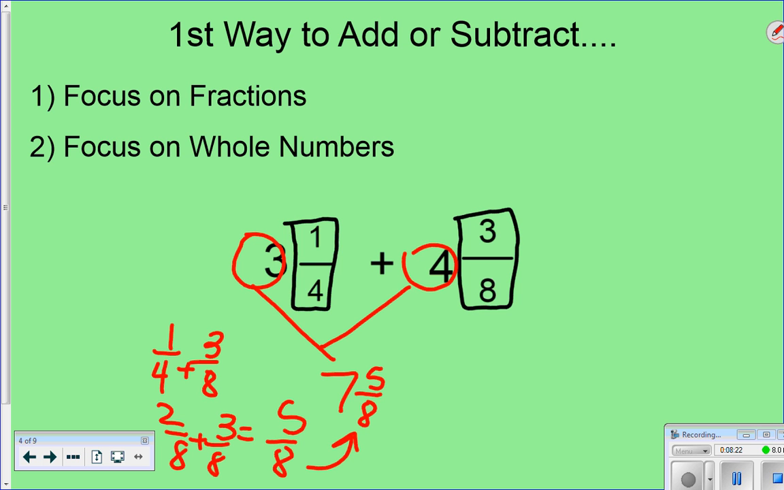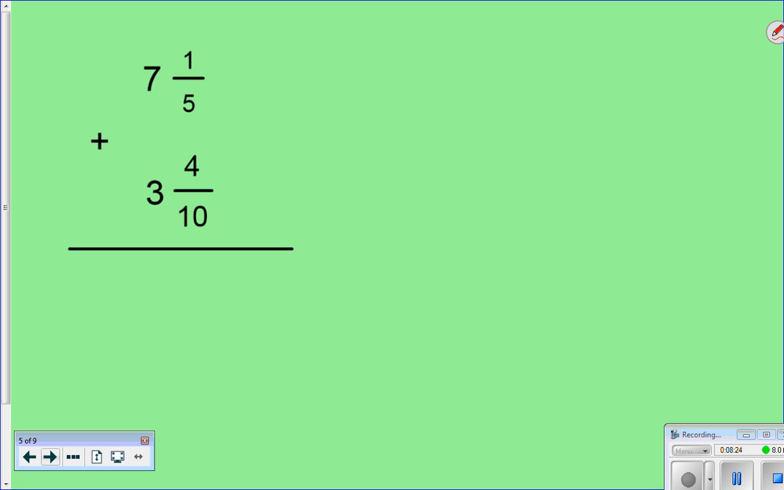Good? Okay. All right, so let's practice one of these together using that first way I just told you, okay? Some of your problems are going to be up and down like this. Some of them are going to be across like I just had them. If you ever need to add them together, set them up how you want to see them. Would you rather have them up and down or across? It's totally up to you.